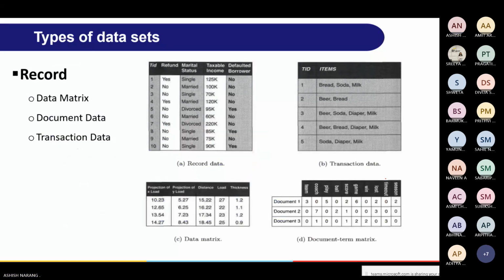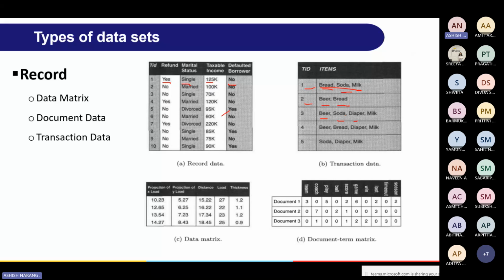Look at this. When you first look at record type data, this is one data set of records, very similar to what we saw: refund, marital status, taxable income, and defaulted or not. Instead of cheat, we have defaulted borrower or not. So that's one thing. This is my transaction data. Here in one transaction, bread, soda, and milk are sold. In another transaction, beer and bread are sold. In the third transaction, beer, soda, diaper, and milk are sold, and so on. This is my transaction data.